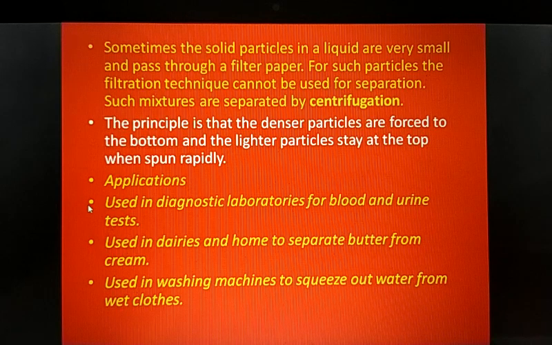First, it is used in diagnostic laboratories for blood and urine tests. Second, it is used in dairies and homes to separate butter from cream. And third, it is used in washing machines to squeeze out water from clothes. You must have used dryers at home in washing machines. That also works on the same principle, that is, centrifugation.